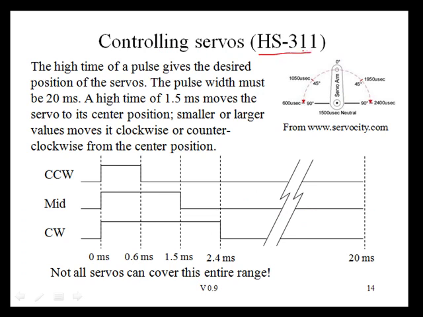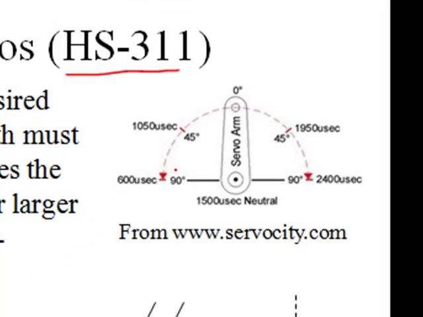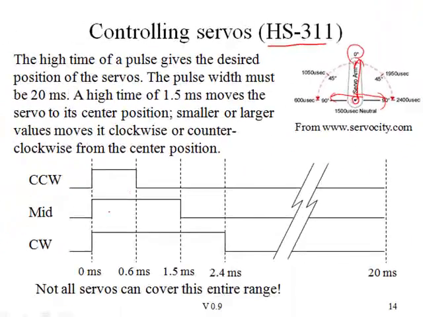An HS311 is an example of a typical analog servo. It has a servo arm. When it's pointing just straight up like this, we'll call that the neutral position, the 0-degree position. To move it, we can move it fully 90 degrees clockwise or fully 90 degrees counterclockwise. To do this, we're going to send it a PWM signal that has a period of 20 milliseconds, and the pulse width will control the position of the servo.